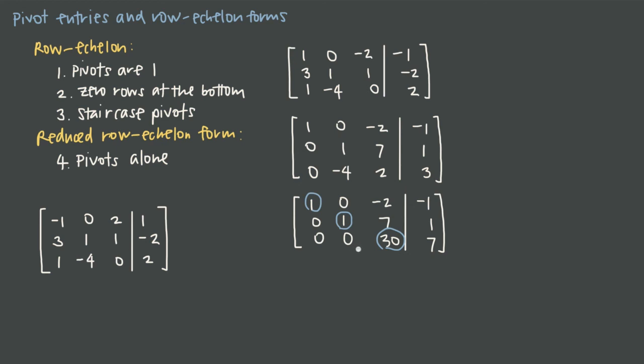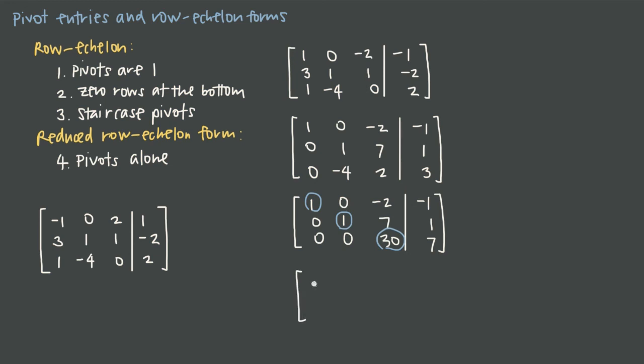The only thing left we have to do in order to get this matrix into row echelon form is to make all of the pivots +1. We already have the first 2 at +1, which means we just need to divide through this third row by 30. To get 30 divided by 30 is 1. That would be the same thing as multiplying the third row by 1 over 30.